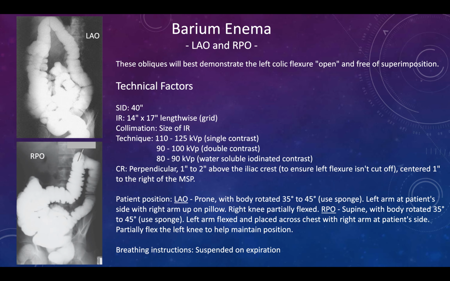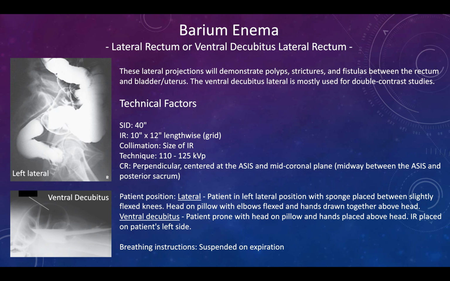For the LAO, the patient's going to be prone, same body rotation, 35 to 40 degrees, use a sponge. Left arm at their side, right arm up on the pillow, right knee partially flexed. The RPO, supine, same rotation, 35 to 40 degrees, with that left arm flexed, placed across the chest, the right arm at their side, and a partially flexed left knee to help maintain their position. And, of course, suspended on expiration for those breathing instructions.